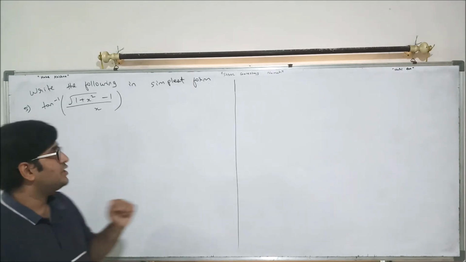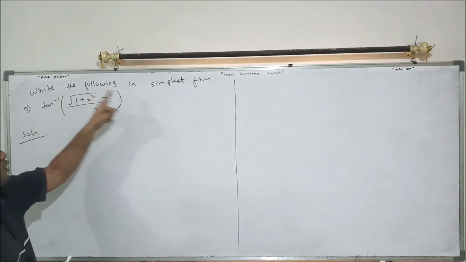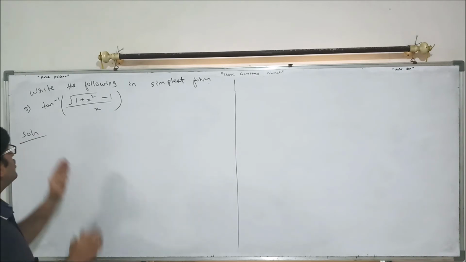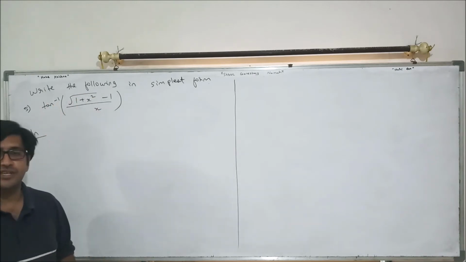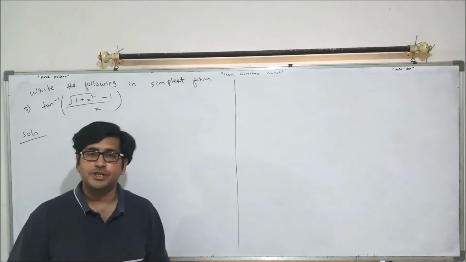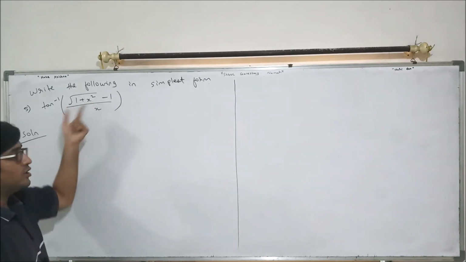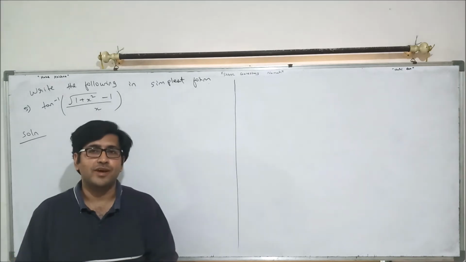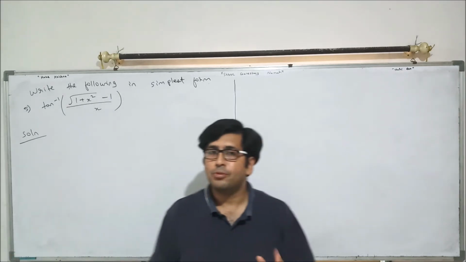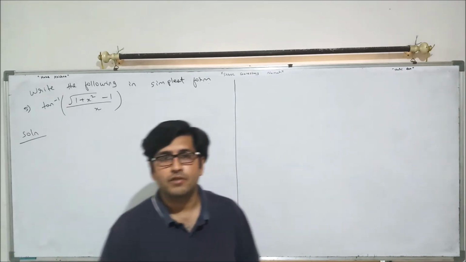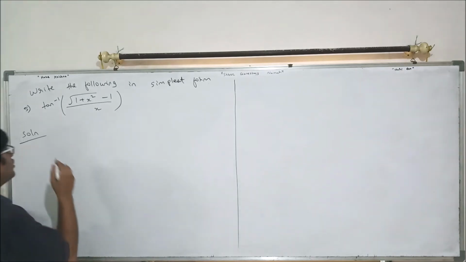Okay students, in question number 5, he is asking us to write the following in the simplest form. It means you want to simplify this given expression. So now comes the use of the standard substitution table. Students, please refer to the table and tell me what we have to substitute in place of root of 1 plus x square. What value of x do we put there? We are putting x is equal to tan theta. Okay, so let us see what we get.